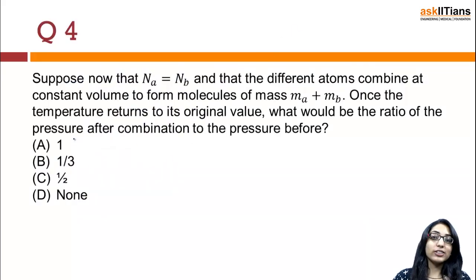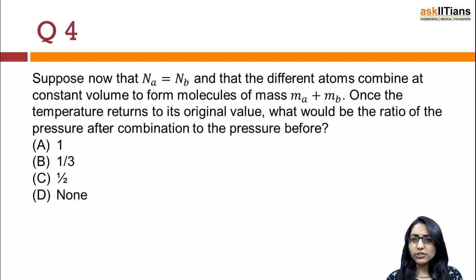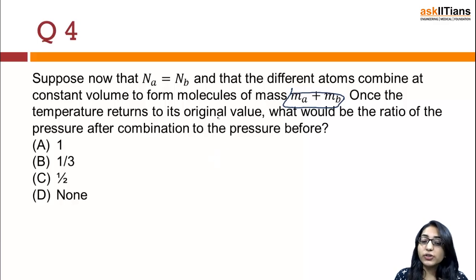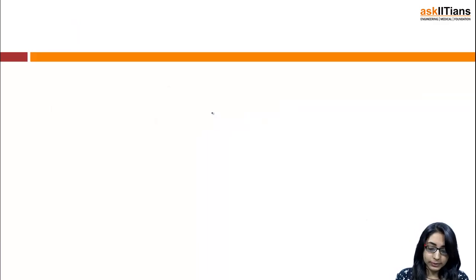Now coming over to question number 4. It says that suppose now that Na is equal to Nb, and the two atoms, so this question is just in continuation with the previous question, combine at constant volume to form molecules of mass Ma plus Mb. Once the temperature returns to its original value, what would be the ratio of pressure after the combination to the pressure before? So you need to find the ratio of these two pressure terms.